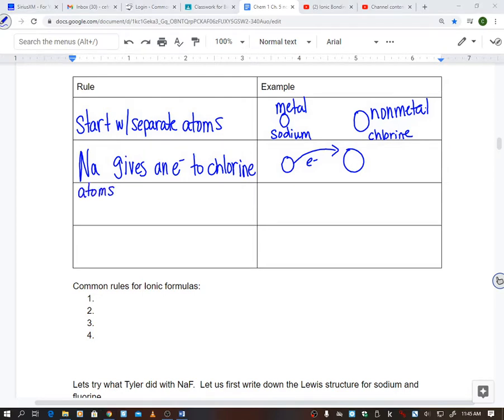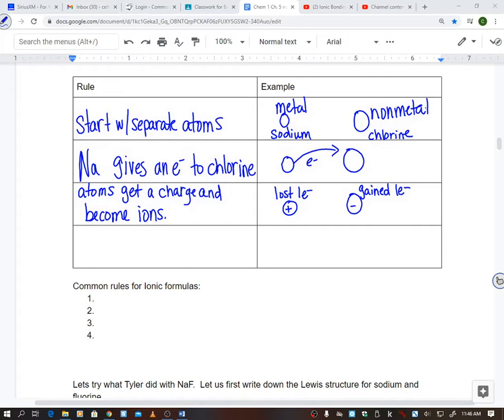Atoms get a charge and become what we call ions. Before they were just atoms. I have an atom of sodium. Well, when it loses an electron and becomes Na+, it's now a sodium ion. So what we get is sodium, who has a plus. It lost one electron. We get chlorine, which is now a negative. It gained one electron.